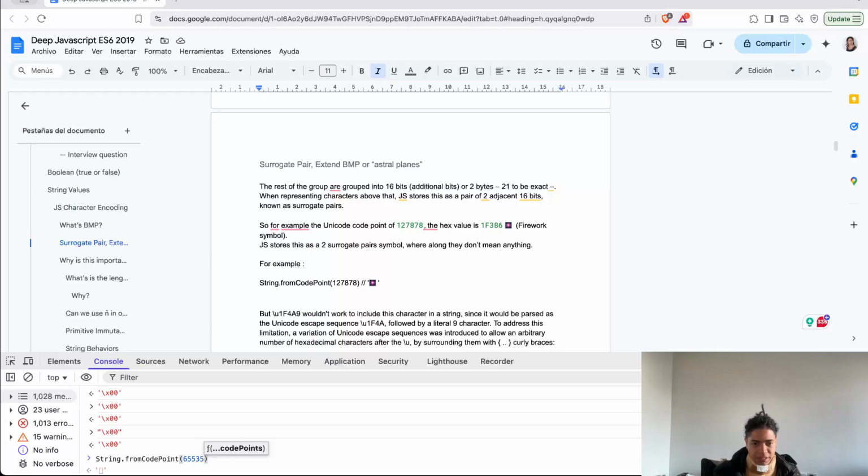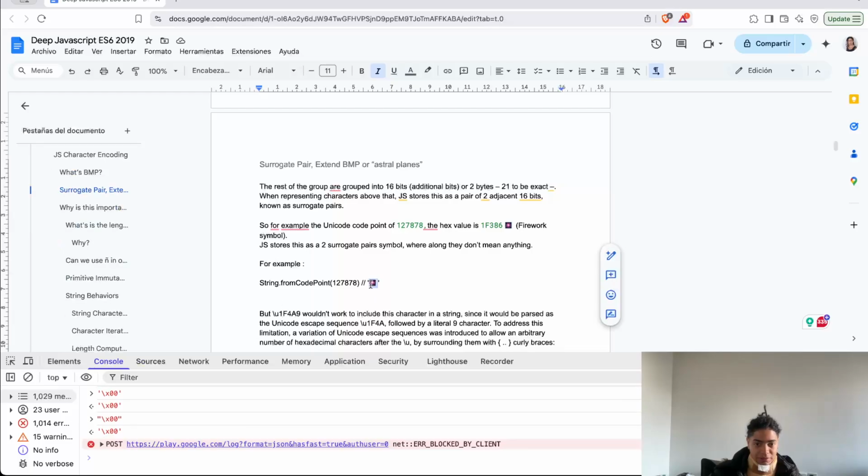Anything that goes beyond this is known as the astral plane. And that astral plane is made of two adjacent 16 bits, which is known as a surrogate pair, where the idea is to represent all of these different character sets beyond the basic multilingual plane. So for example, that's where our emoji like fireworks comes in.